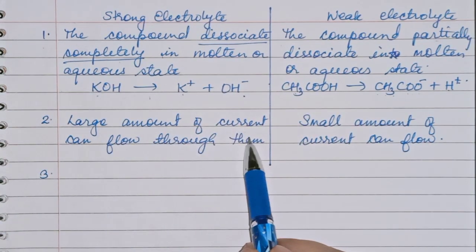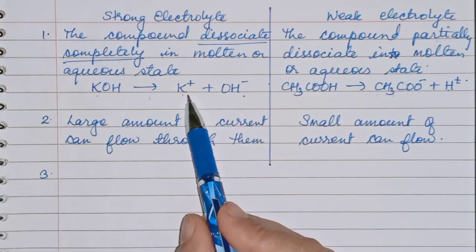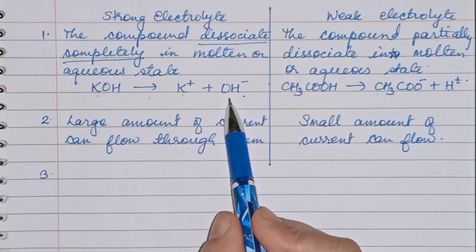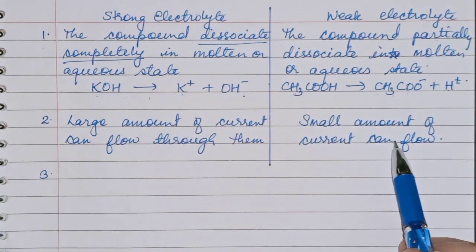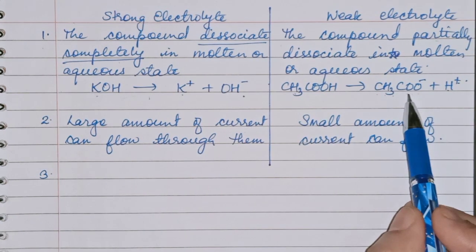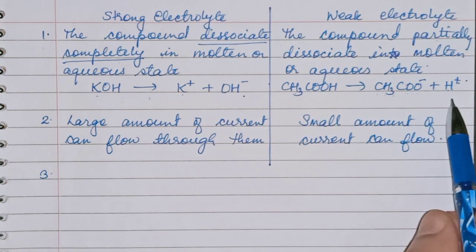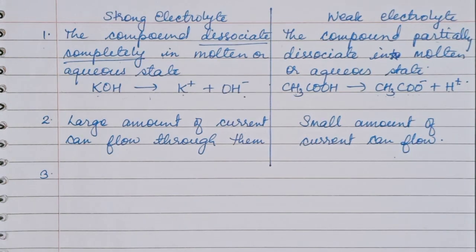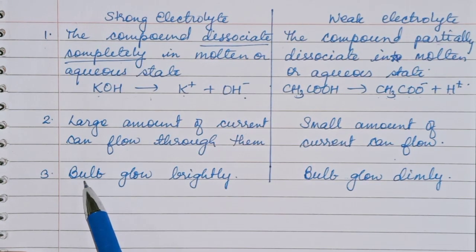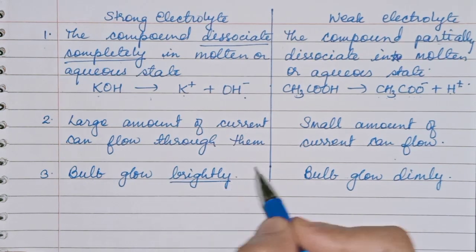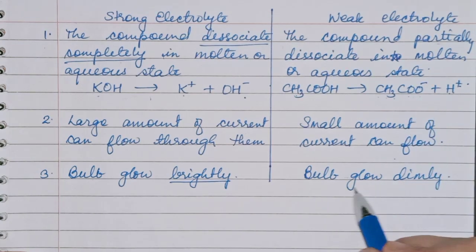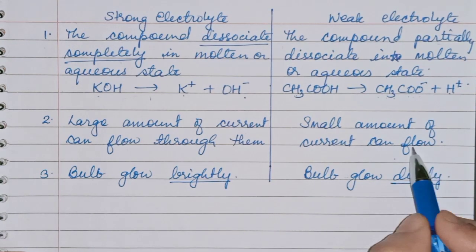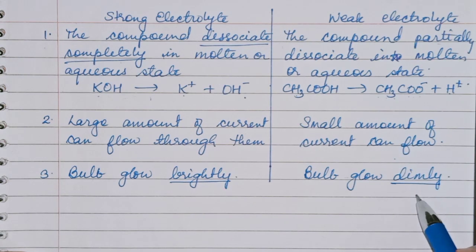Here a large amount of current can flow through them because they form a large number of ions, so current will flow more easily. Here a small amount of current can flow through it because molecules and ions are both present in the weak electrolyte. Here, when a bulb is connected in the circuit, it will glow very brightly because a large amount of current is flowing through it. And here the bulb will glow dimly because a small amount of current flows through it.